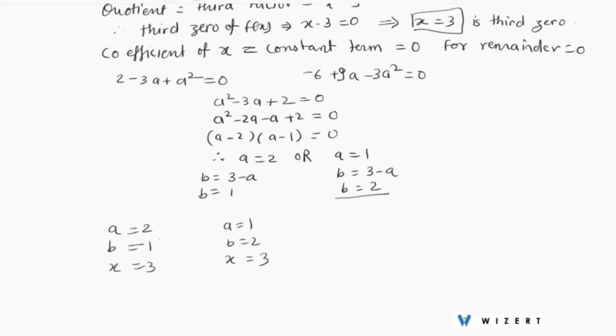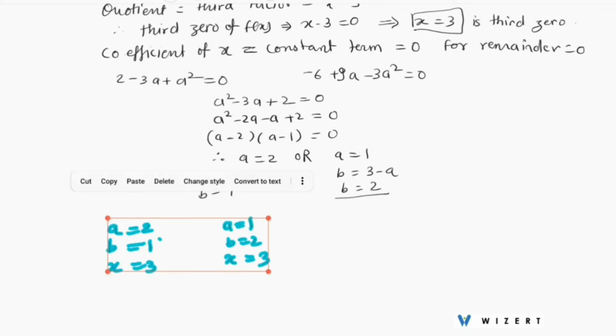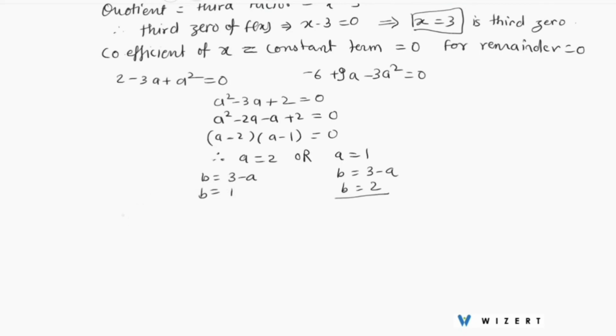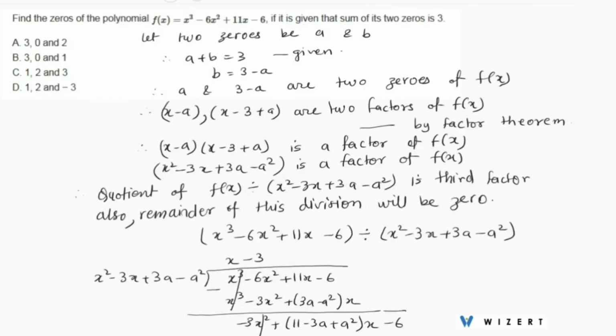So in any case we have 3 zeros. In both cases the required 3 zeros of f of x are 1, 2 and 3. So let's look at the options. Answer is option C, 1, 2 and 3.